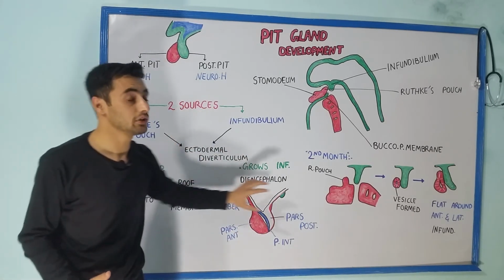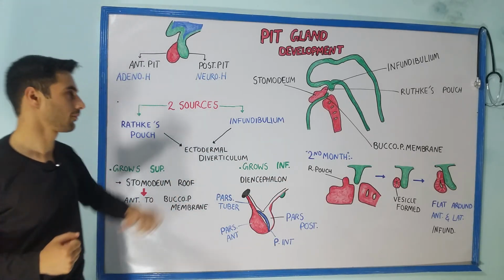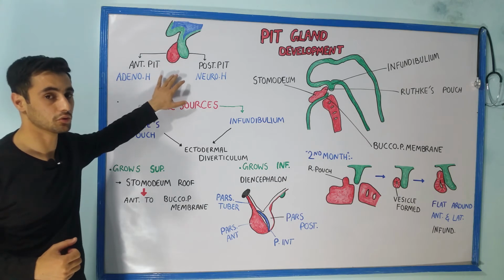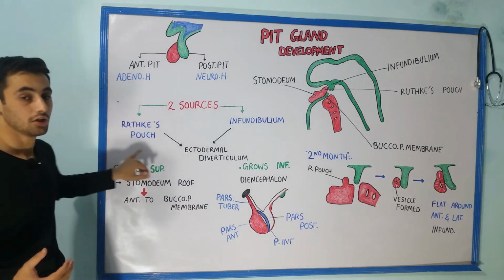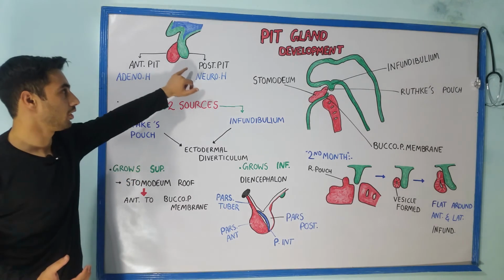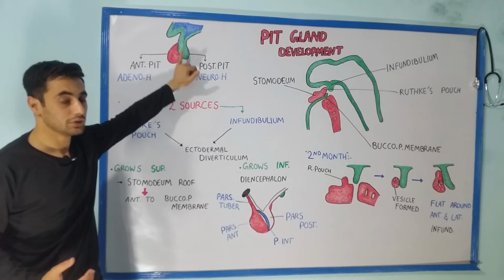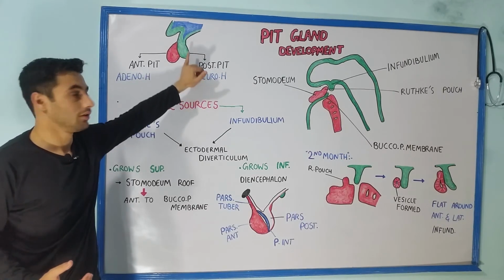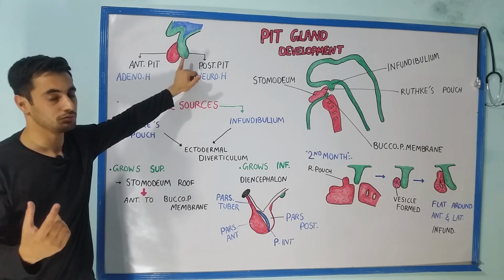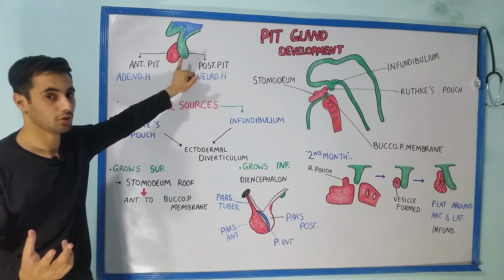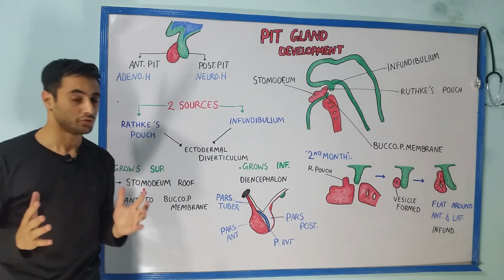Now this development pretty much explains the control of the anterior and the posterior pituitary, because the anterior pituitary is controlled by the blood vessel system since it develops from Rathke's pouch. But the posterior pituitary, because it develops directly from the diencephalon and the infundibulum, is controlled by nervous signals, especially the magnocellular neurons using neurophysin. This is all about the development of the pituitary gland.